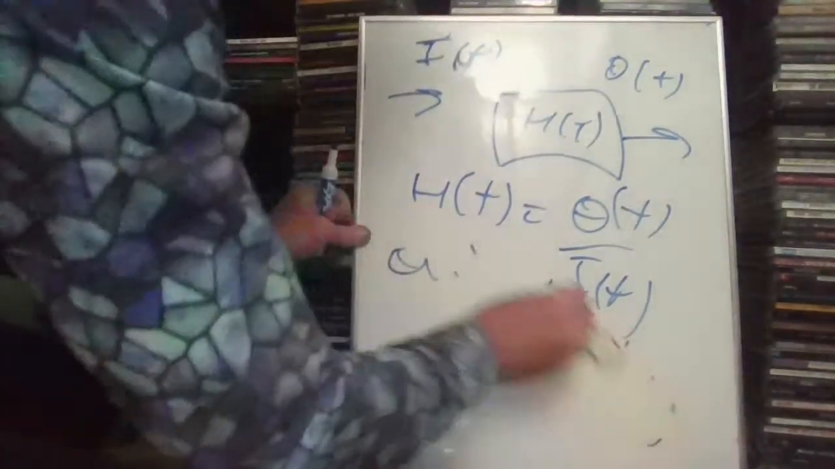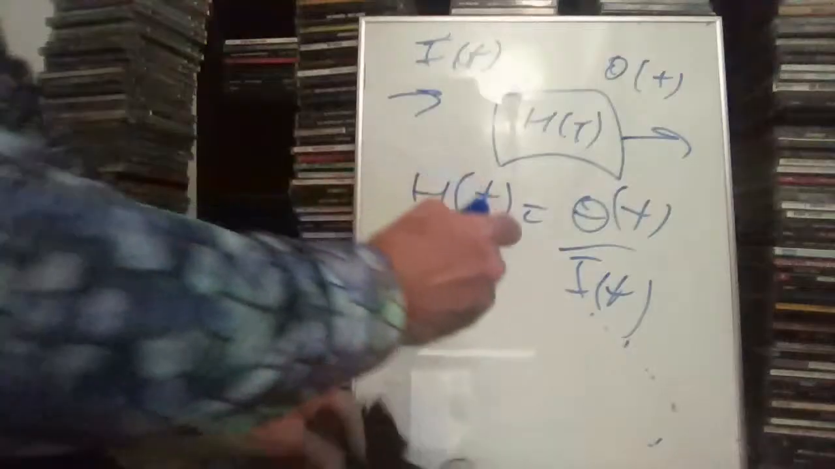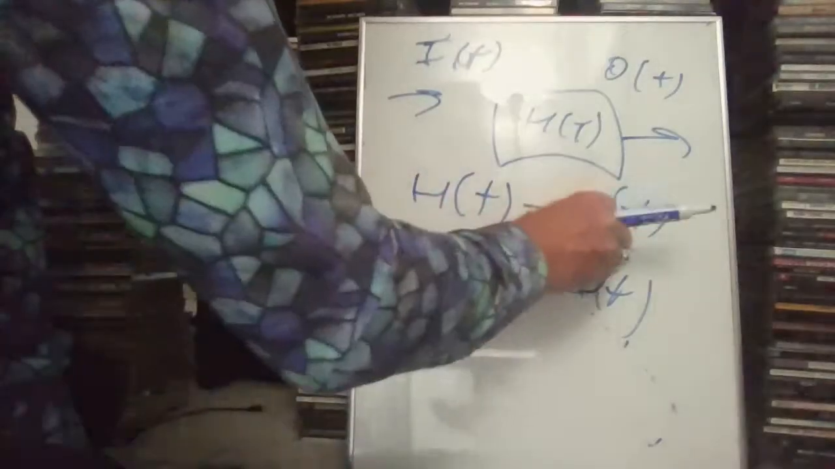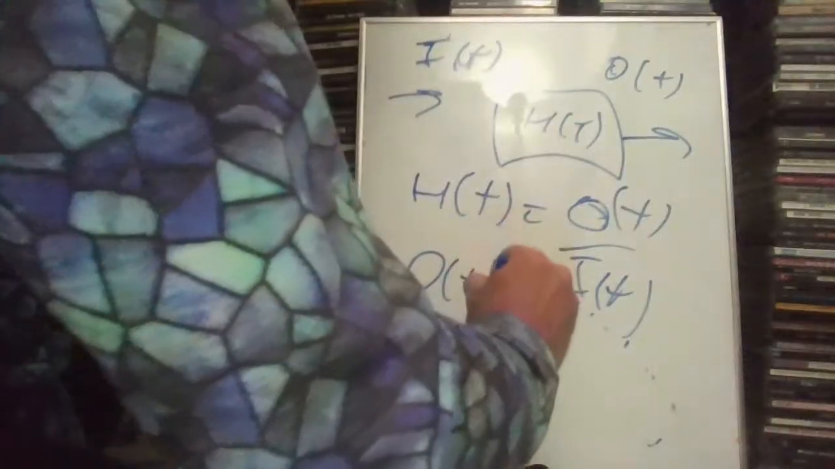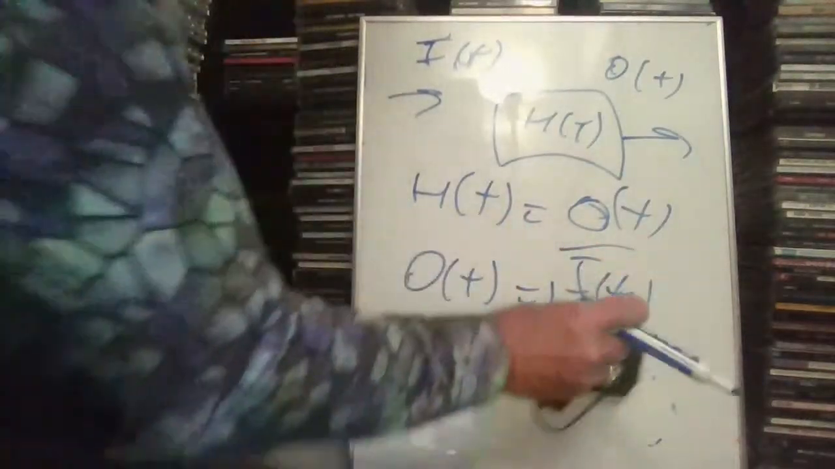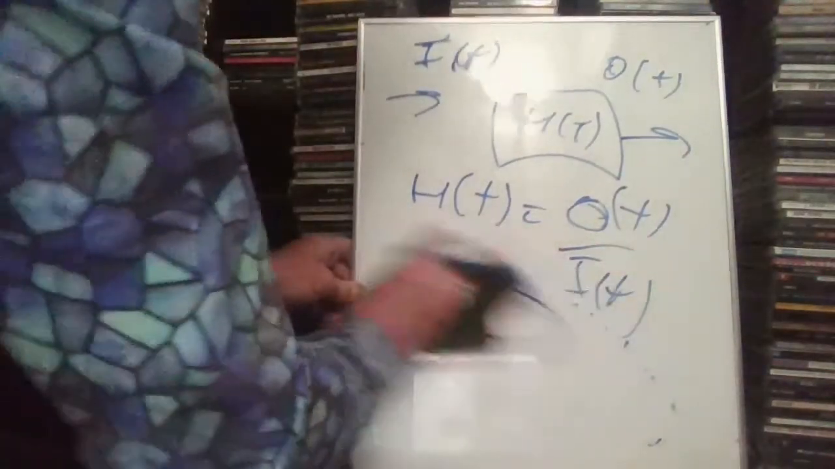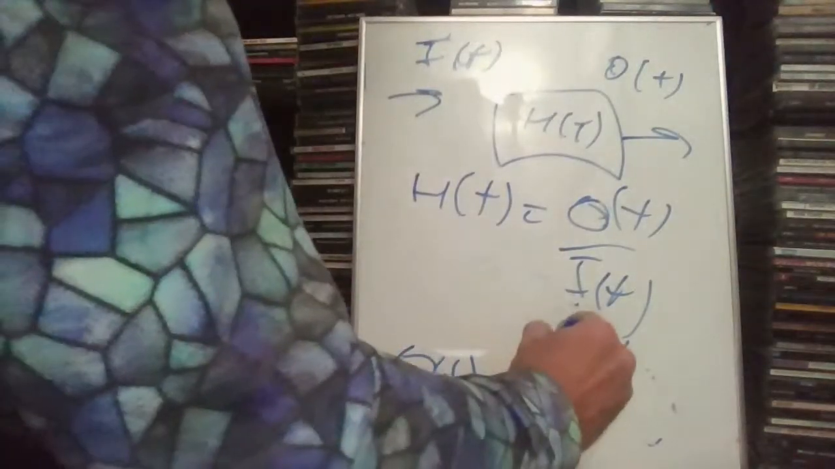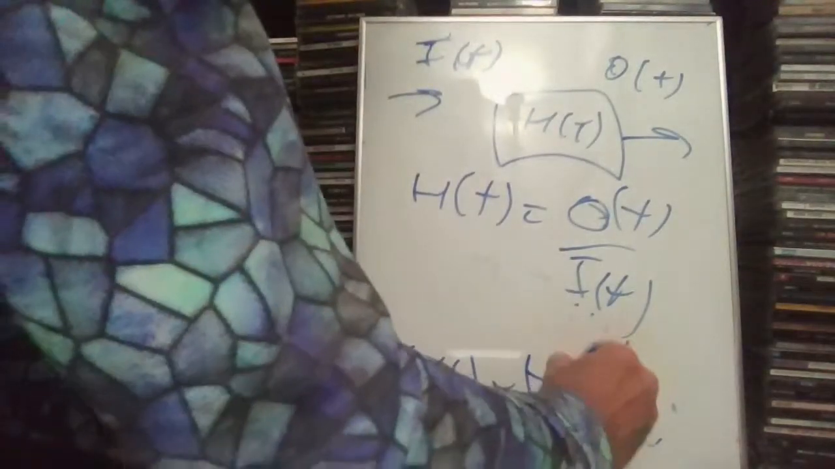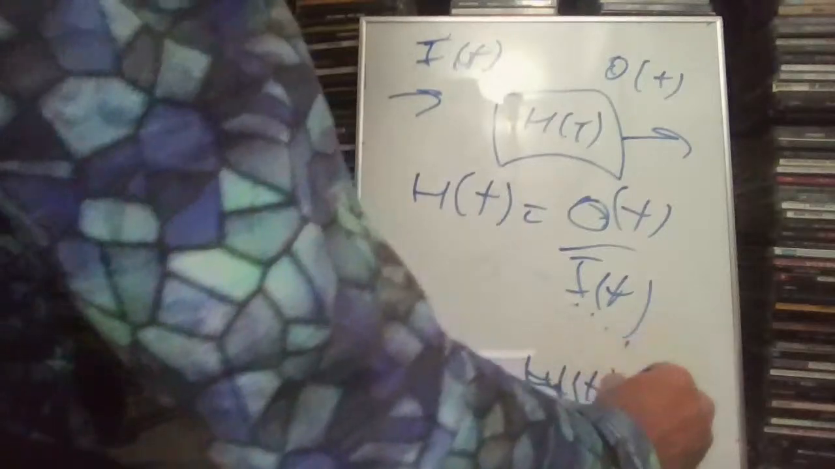Let's do it a little lower so I can write straighter. The output, and that's not theta, that's an O. Output of t equals transfer function. The output of t equals the transfer function of t times the input of t.